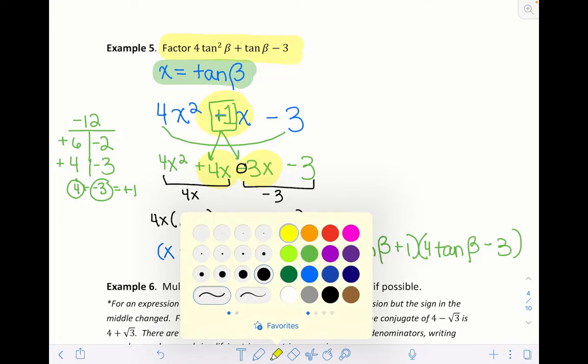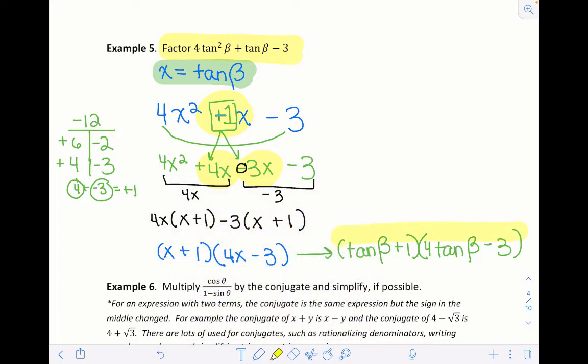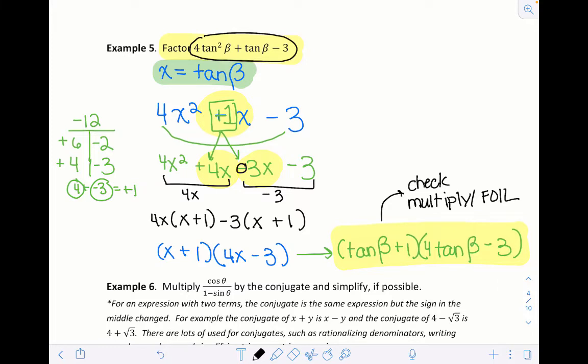And just like any factoring question, you could always check your work by multiplying everything through. So if you wanted to check your work, you could multiply or FOIL. And then if you do that, you'll get back to the original expression.